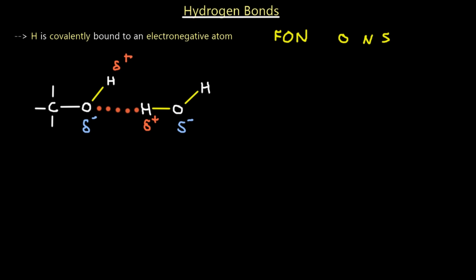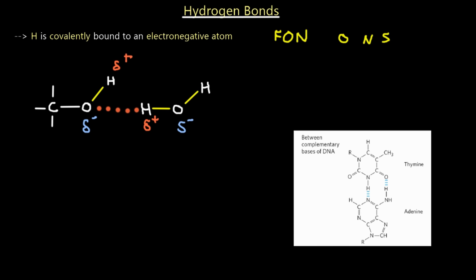Now, where do these hydrogen bonds occur in biological systems? Most prominently and most consistently, we see them in DNA base pairing. A DNA double helix molecule would base pair. There are four nitrogenous bases, A, T, C, G. Adenine would base pair with thymine, and cytosine would base pair with guanine.